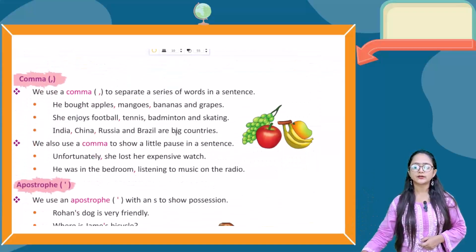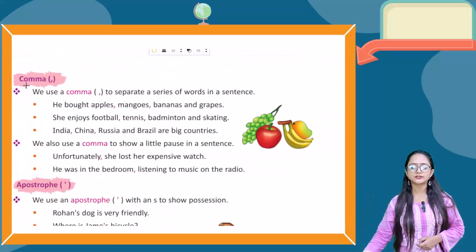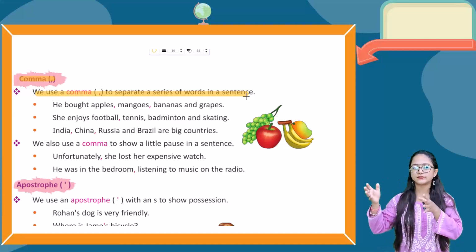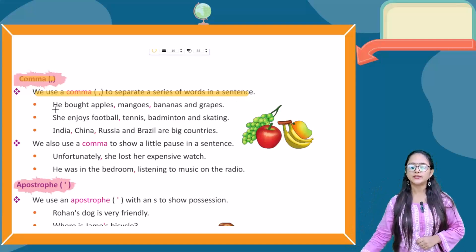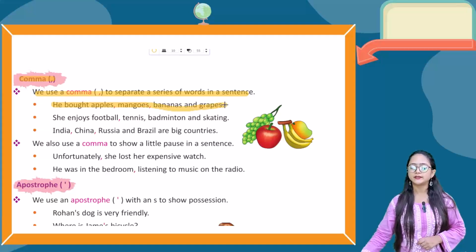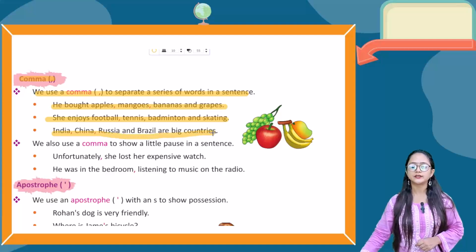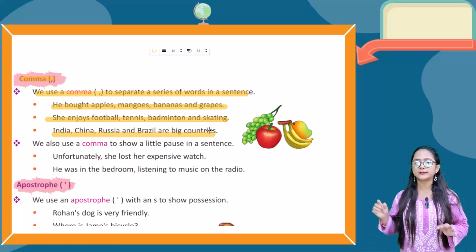Now let's talk about another punctuation mark, that is the comma. We use a comma to separate a series of words in a sentence. For example, he bought apples, mangoes, bananas and grapes. Then she enjoys football, tennis, badminton and skating. Next one, India, China, Russia and Brazil are big countries. Here you can clearly see that the comma is separating the words.